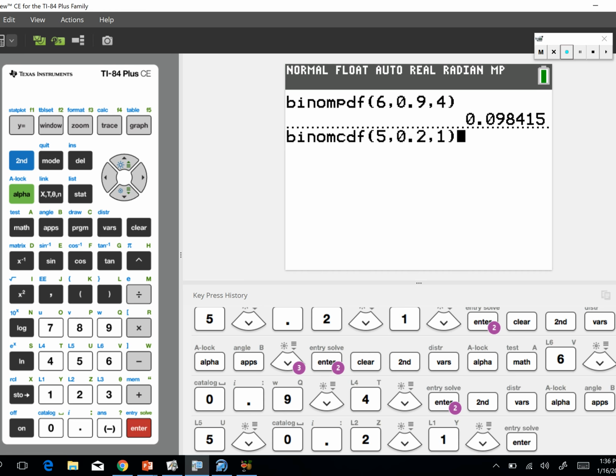I'll hit paste. So those of you with the older calculators, this is what you would need to enter in. Your N, your P, and then the X value you put in is where you want it to stop. So we're not going to put 0 and 1 in there. You're just going to put the last one that you want. It will do everything before it. So if I put a 2 in there, I'll get 0, 1, and 2. It's where you want it to stop. So if we hit enter, 0.73728.